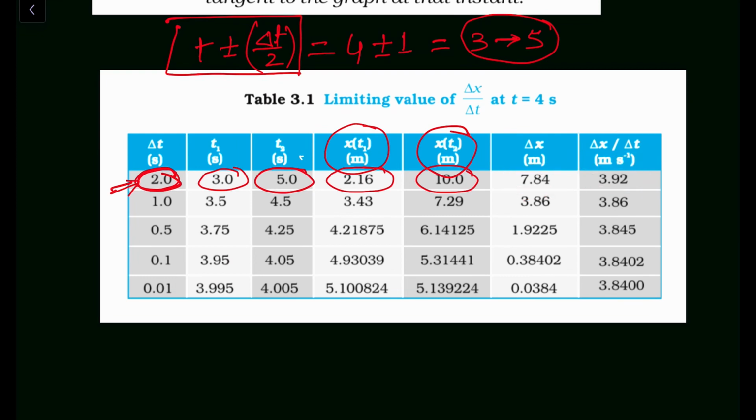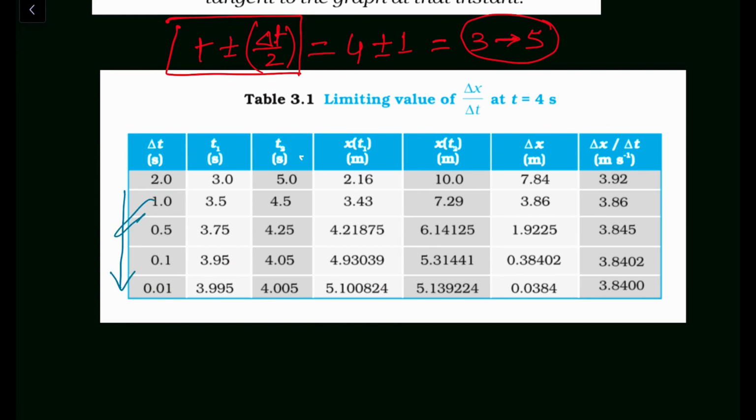Now let us consider the other cases also. In the second case, the time interval we are considering is 1 second. Why are we decreasing the time interval? Because in the case of instantaneous velocity, you have to take an infinitesimally small time interval. So we are decreasing the time interval in this table. In the first case we considered a larger time interval, 2 seconds. In the second case we are considering 1 second.